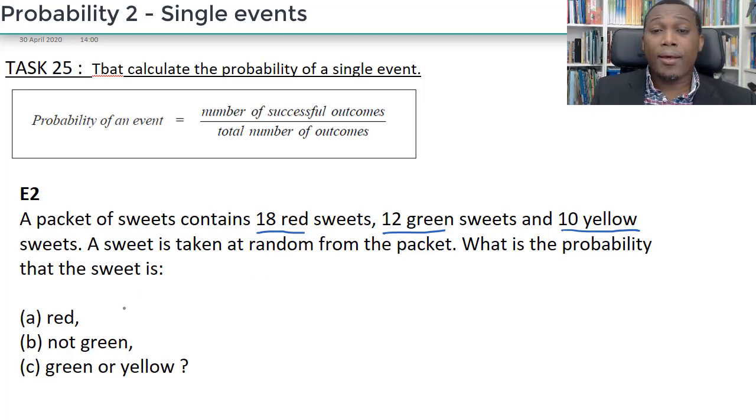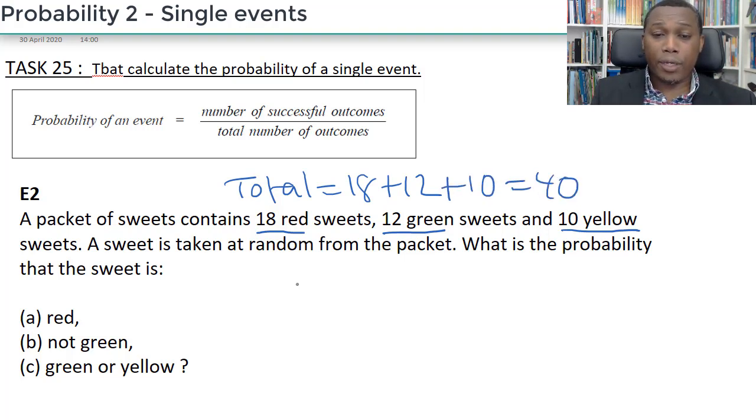We talk about a sweet being taken at random out of the packet, and what's the probability that it's red? Well, the first thing I need is this idea: how many sweets are in the pack? You should agree with me that there are 40, because I'm working out the total, and 18 plus 12 is 30, and if I add another 10, I get 40. So for all these questions, the denominator is going to be 40.